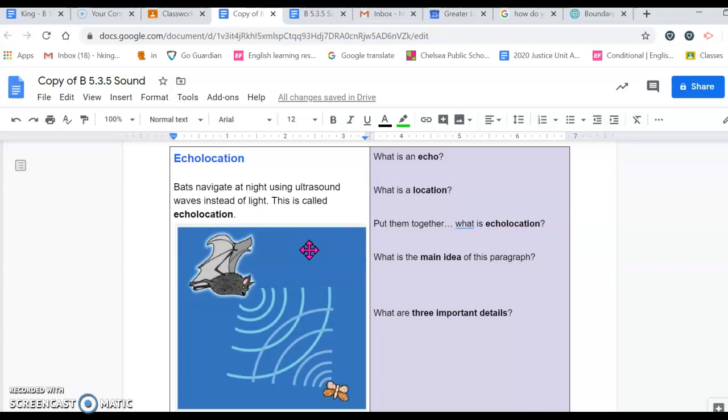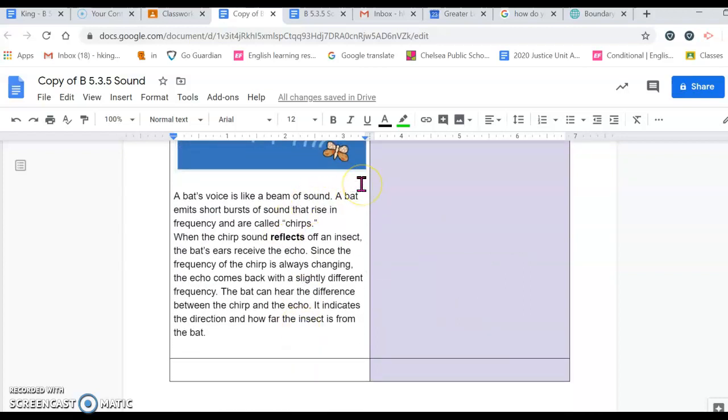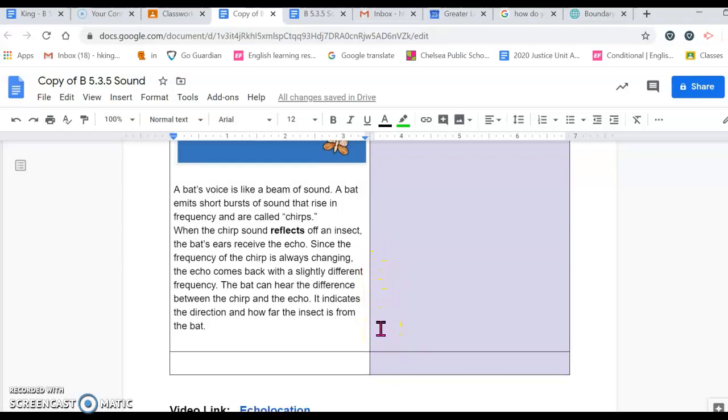Bats navigate at night using ultrasound waves instead of light. This is called echolocation. We've got some questions to answer here. Okay. A bat's voice is like a beam of sound. A bat emits short bursts of sound that rise in frequency and are called chirps. When the chirp sound reflects off an insect, the bat's ears receive the echo. Since the frequency of the chirp is always changing, the echo comes back with a slightly different frequency. The bat can hear the difference between the chirp and the echo. It indicates the direction and how far the insect is from the bat.